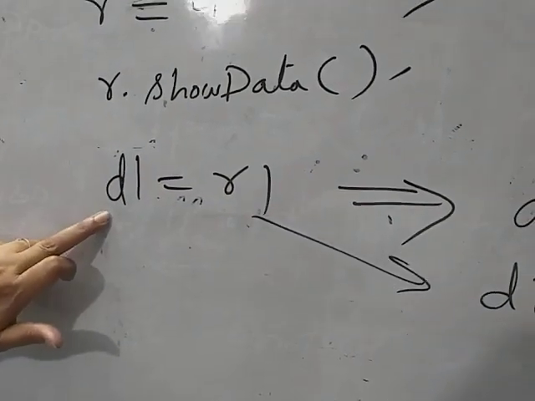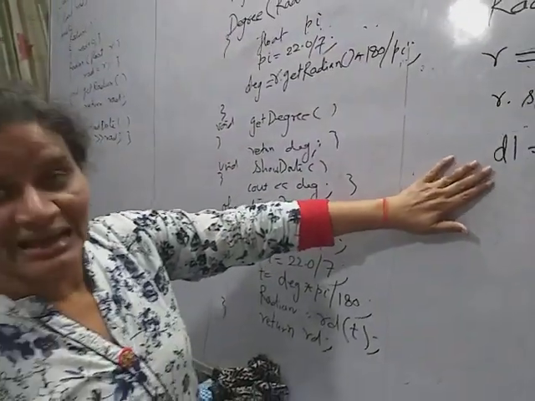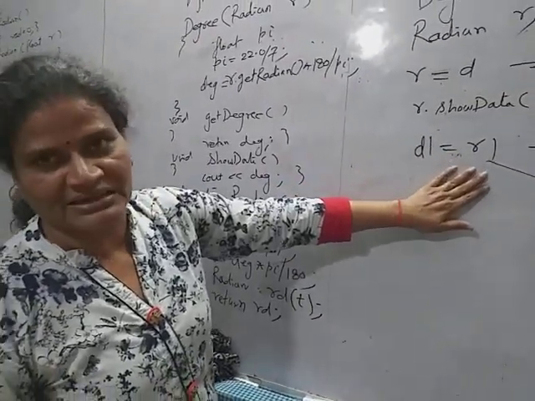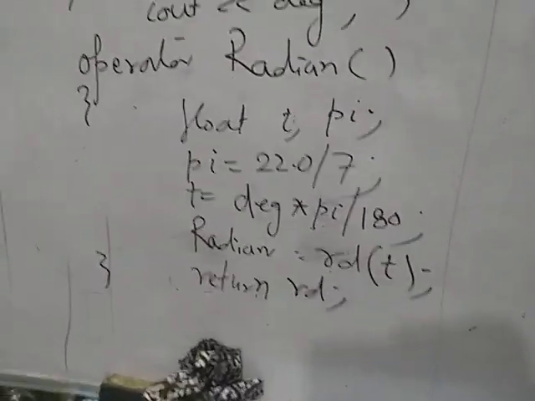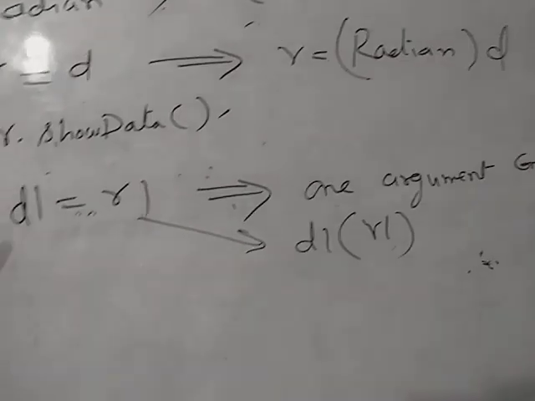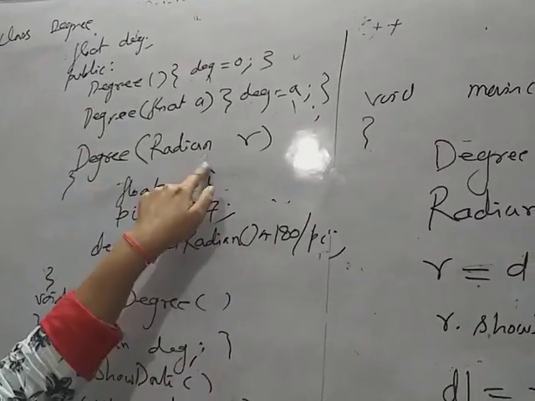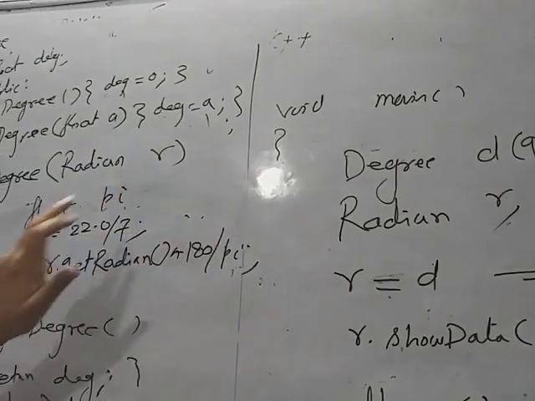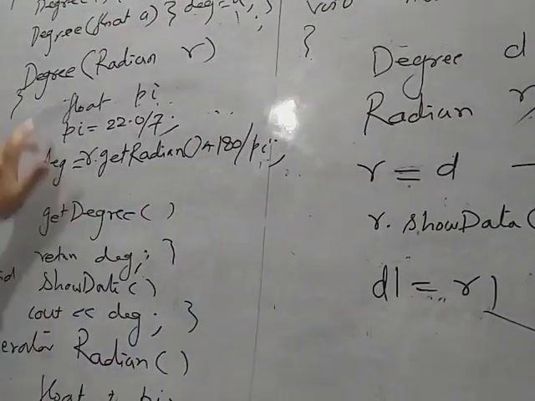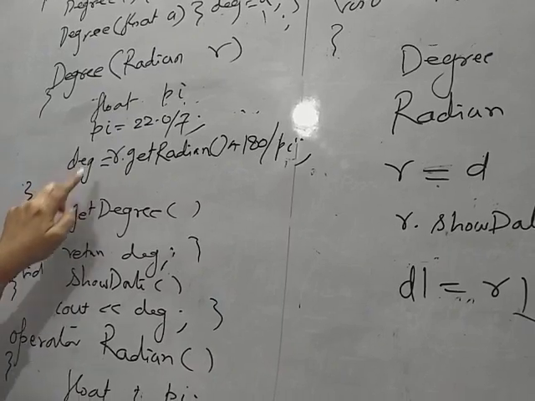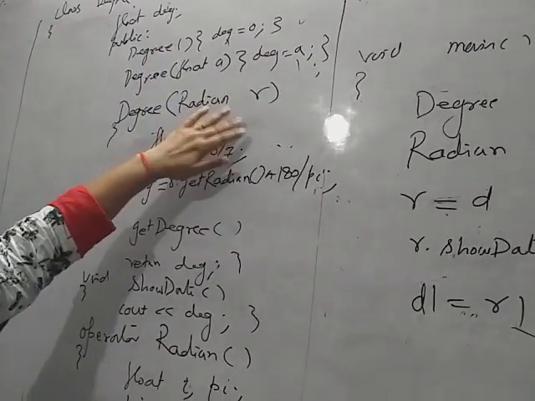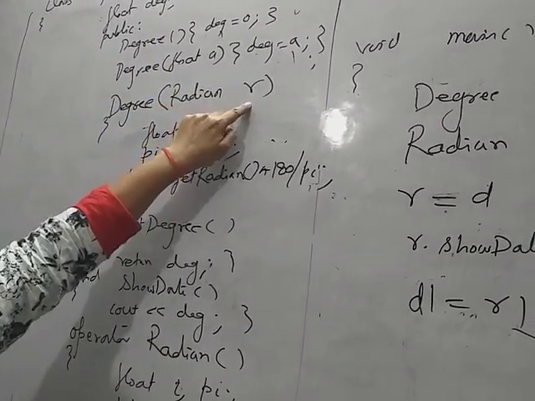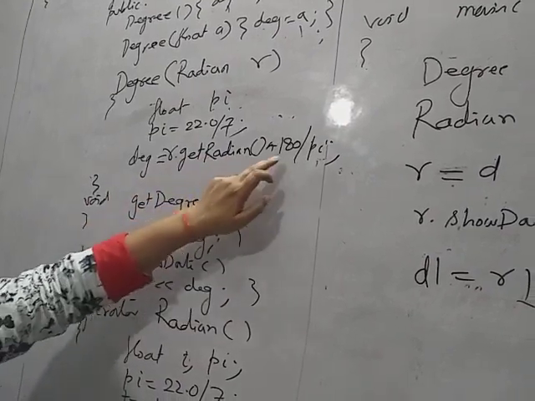What is the objective here? To convert the radian object into the degree object. This is achieved because both are user defined data types. So either you can write the operator conversion routine like this in the degree class, or you can write a one argument constructor in the degree class that will take the radian object as an argument. The degree class is an outsider class and the data member of the radian class is private, so I have written R dot get radian into 180 by pi.